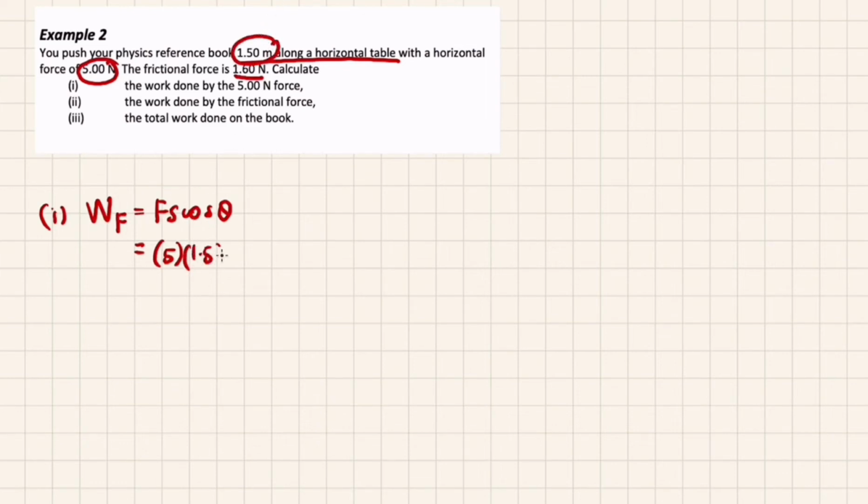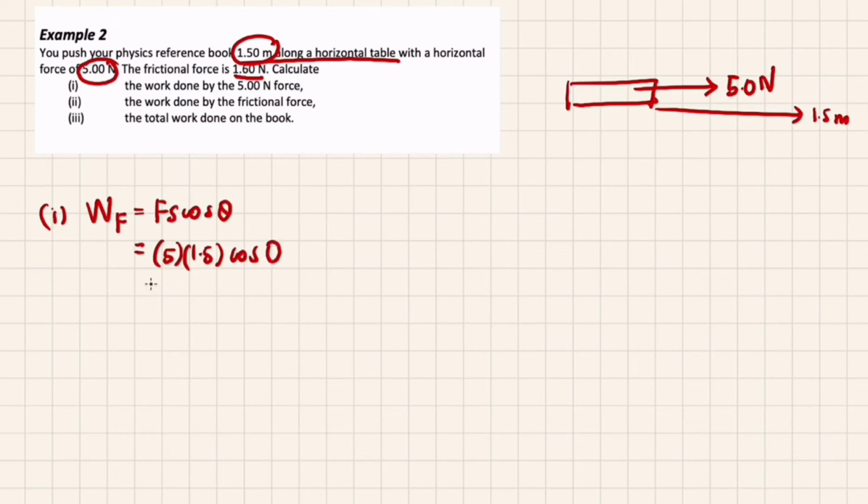So 1.5 cos theta. Imagine this is your reference book, and a force is applied to the right. The force is 5 Newton, and the displacement is 1.5 meter. The angle between the force and the displacement, both to the right, is 0 degree. So we get the work done by the external force equals 7.5 joules. That is for the first one.